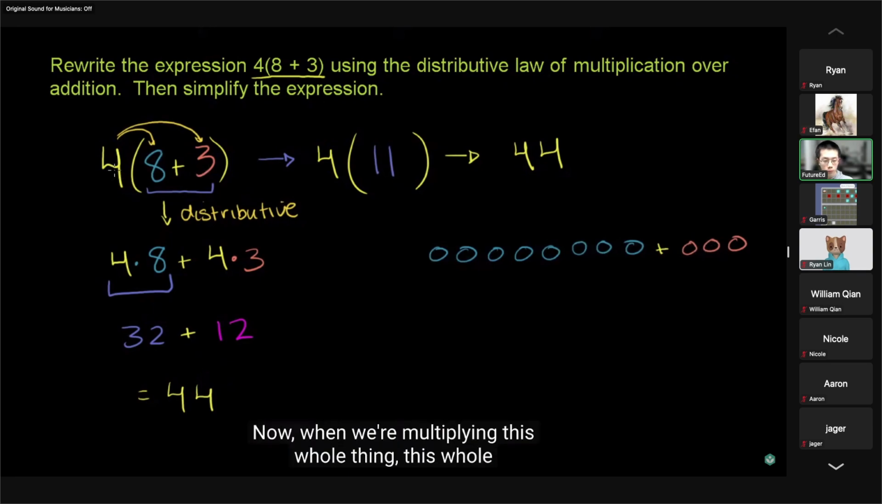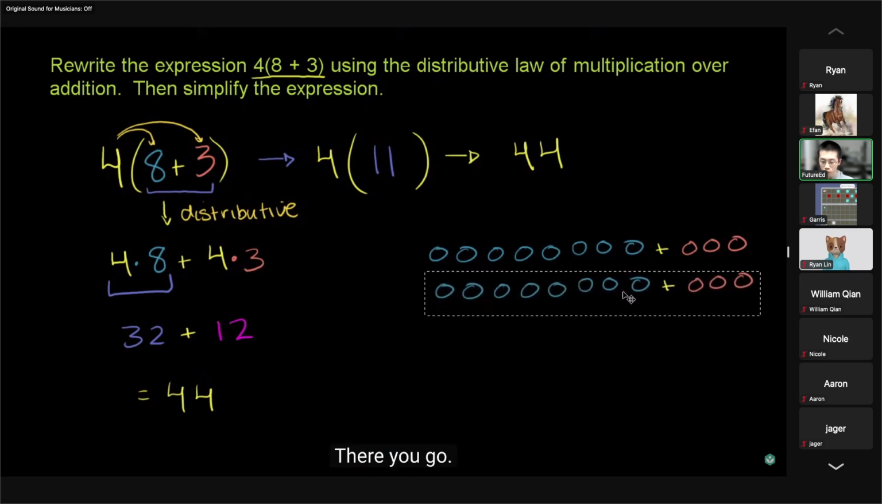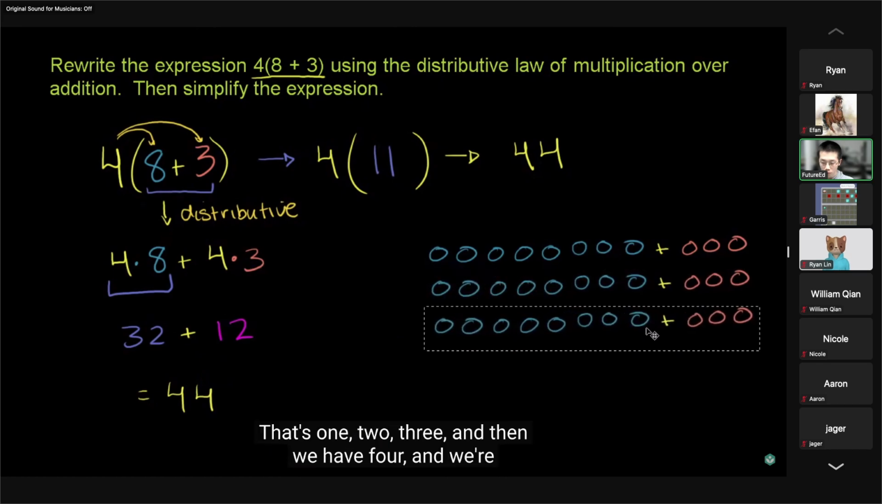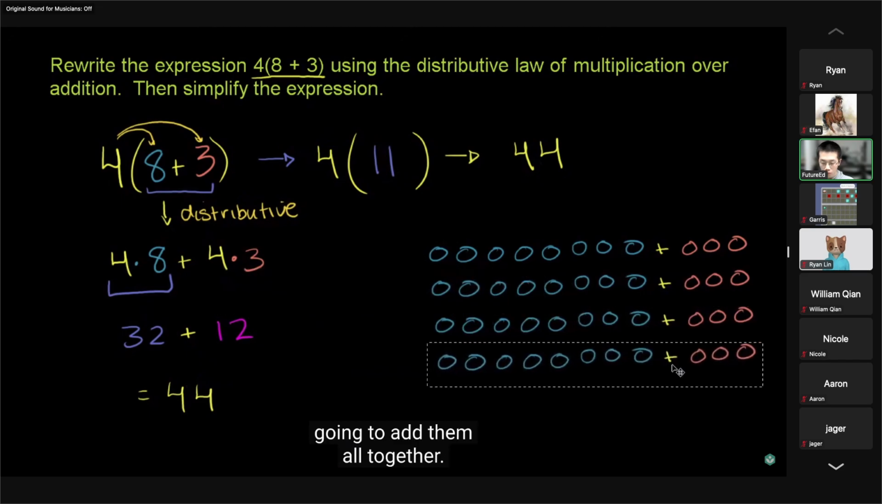Now, when we're multiplying this whole thing times 4, what does that mean? Well, that means we're just going to add this to itself 4 times. So let me do that with copy and paste. Let me copy, and then paste. There you go, that's 2. That's 1, 2, 3. And then we have 4. And we're going to add them all together. So this is literally what 4 times the whole thing means.